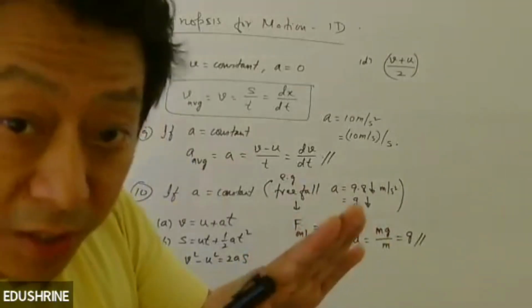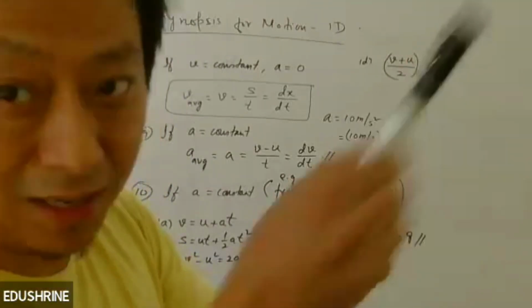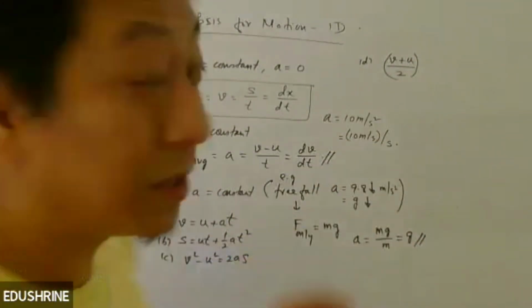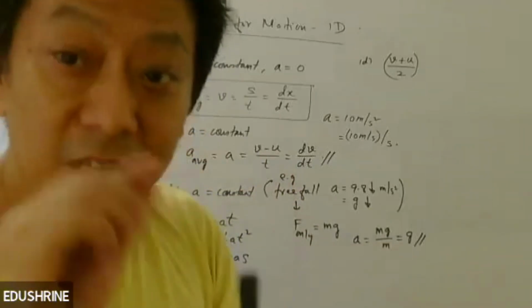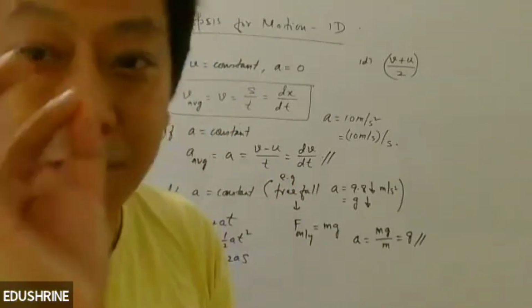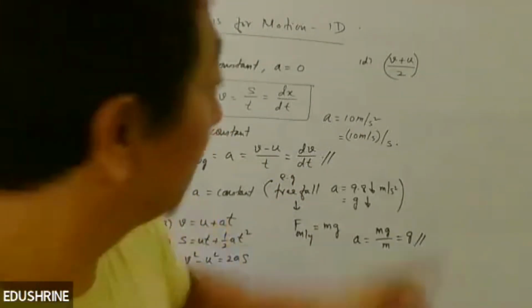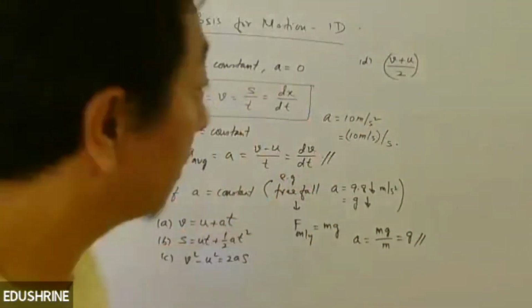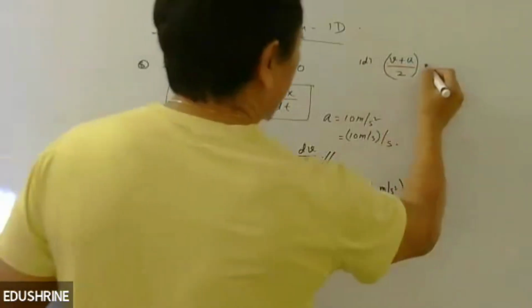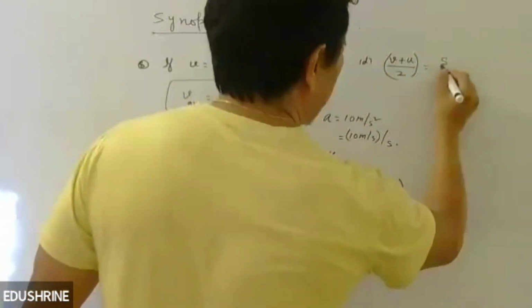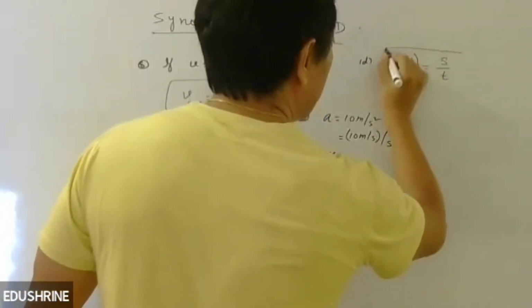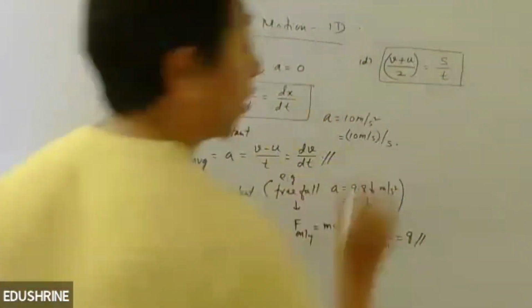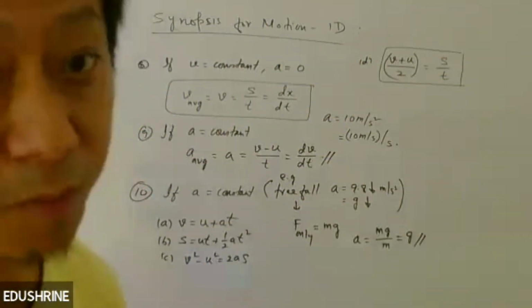So whenever a function increases linearly, the average of that function is simply initial plus final divided by 2. But remember, this can be done only if A is constant. Now, the average velocity formula I also told you is displacement by time. So this is also a very useful formula in some problems.